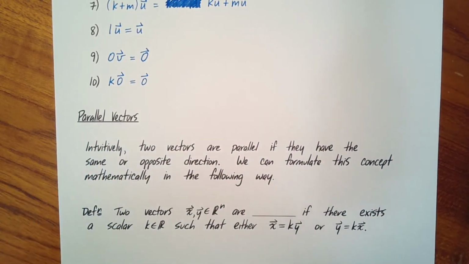Okay, so the last idea on this page that we'll talk about is the idea of parallel vectors. Lines can be parallel, right? We have an idea for what it means for two lines to be parallel. It means they don't intersect. And we can also talk about what it means for two vectors to be parallel.